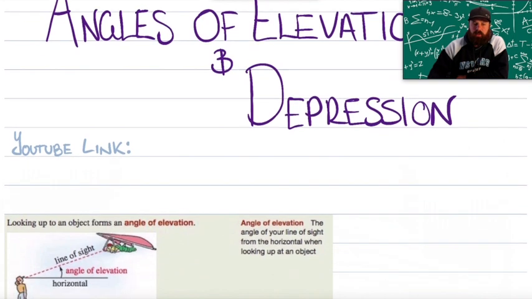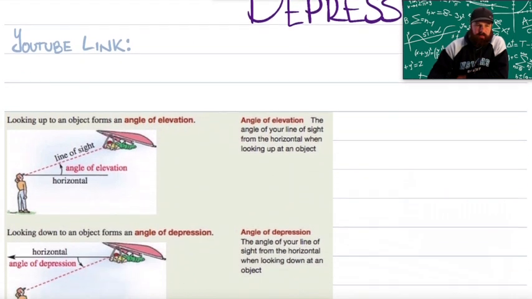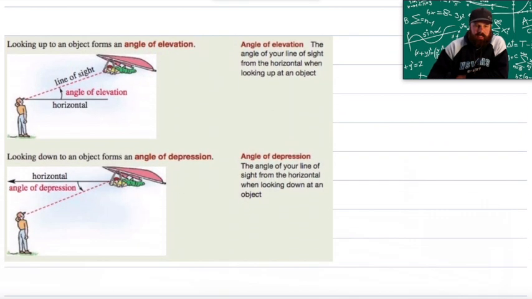So let's define, what does elevation and depression mean? Well, if you are standing there and from your eye line you draw a horizontal line and then you look up to something, so from that horizontal looking up to something, that's what we describe as an angle of elevation. And if from the horizontal looking up is elevation, then from the horizontal looking down, that's depression.